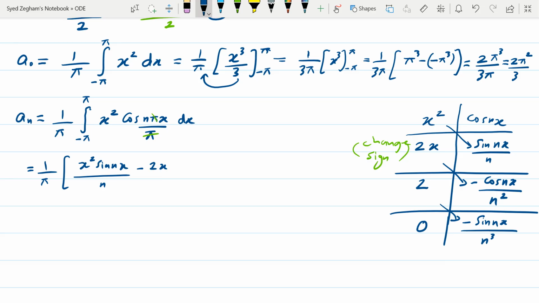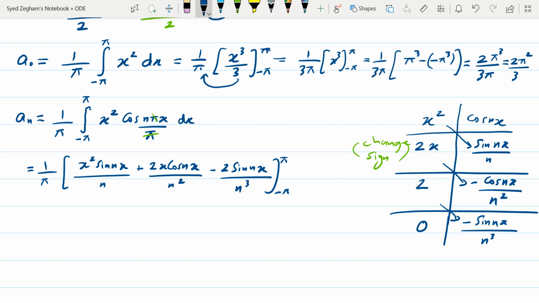minus 2x cosine nx divided by n square, and as we discussed we have to change the sign, so this minus will become plus, and then we have minus 2 sine nx divided by n power 3 over the limits minus pi to plus pi.